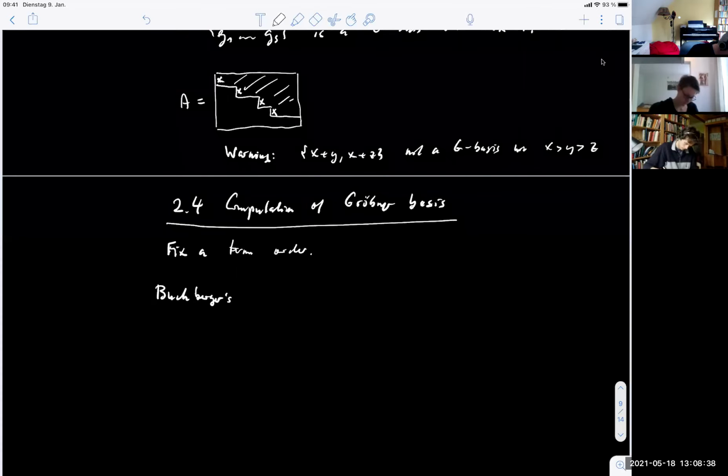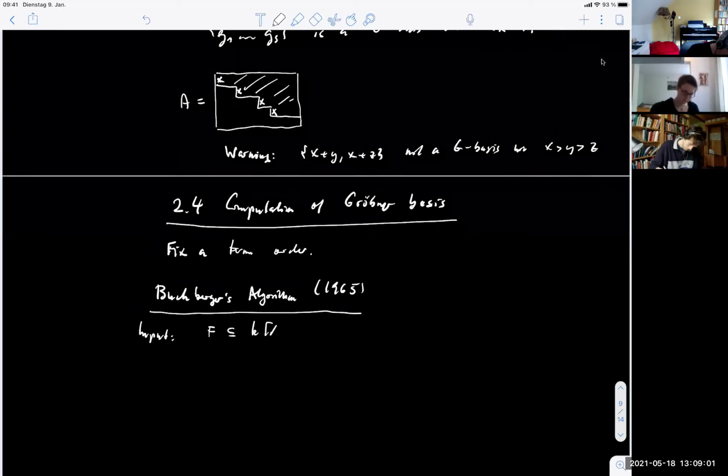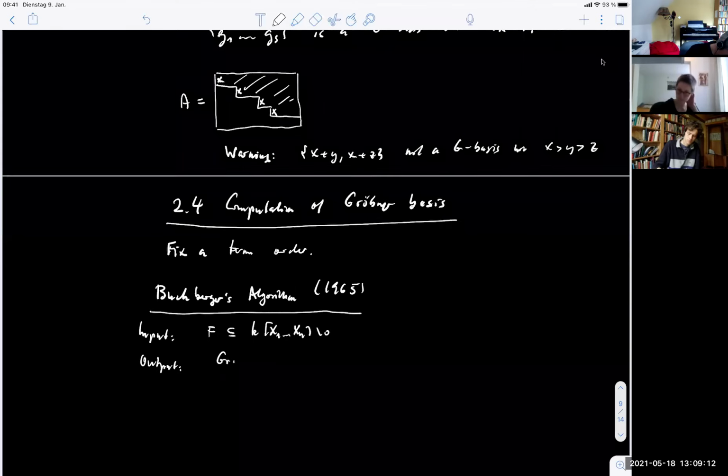Buchberger's algorithm. Okay, from 1965. So the guy became quite famous with his Gröbner basis, with his algorithm. So input, you have a finite set F of polynomials, let's say non-zero. Output, a basis of the ideal generated by F.